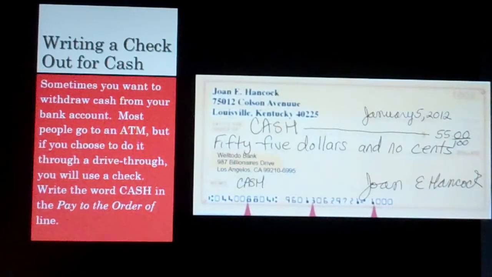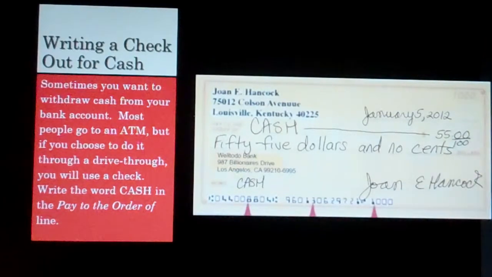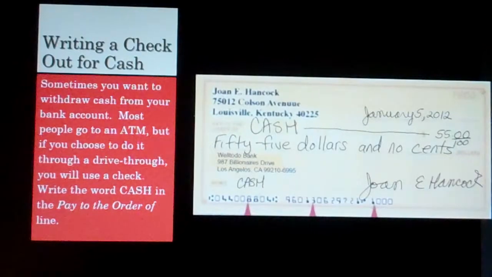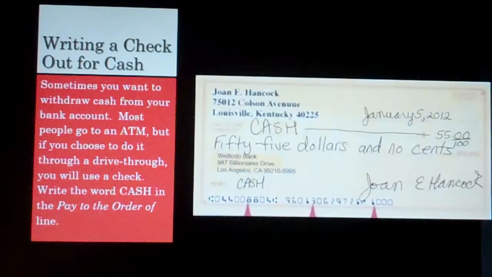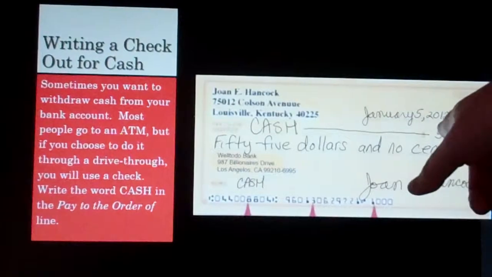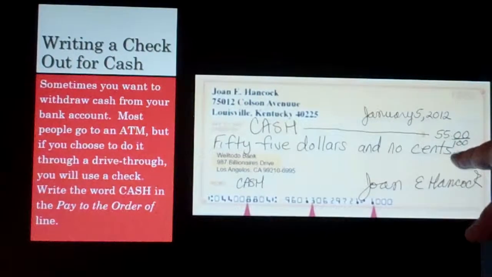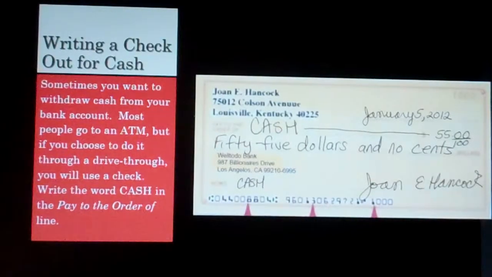Writing a check out for cash. Sometimes you want to withdraw cash from your bank account. Most people go to an ATM, but if you choose to do it through a drive-thru, you will use a check. Write the word cash in the pay to the order of line. And then in this example, if she's making a check out for $55, she writes cash, puts the date, January 5th, 2012, cash, 55 over 100, $55 and no cents. Cash goes in the memo line, she signs it.